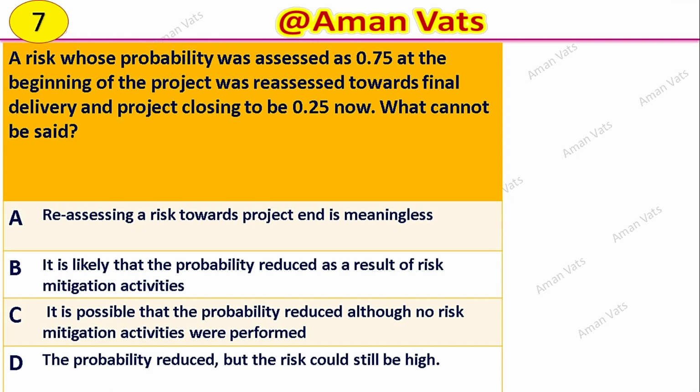Question number 7. A risk whose probability was assessed as 0.75 at the beginning of the project was reassessed towards final delivery and project closing to be 0.25 now. What cannot be said? You need to pay good attention to such questions where you have what cannot be said. So cannot be is the keyword here. And these are your options A, B, C, and D, right? Timing starts.